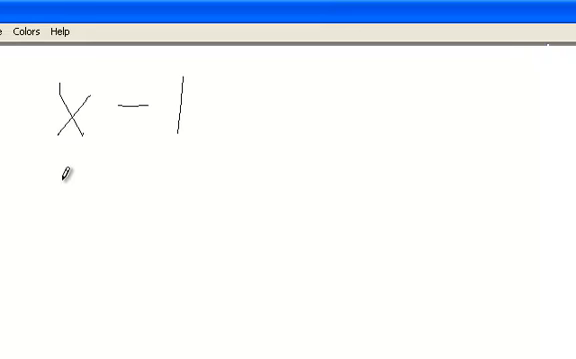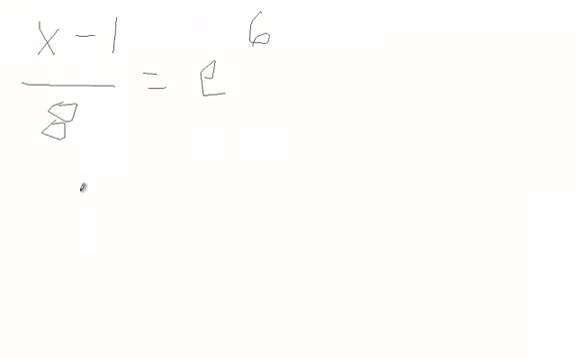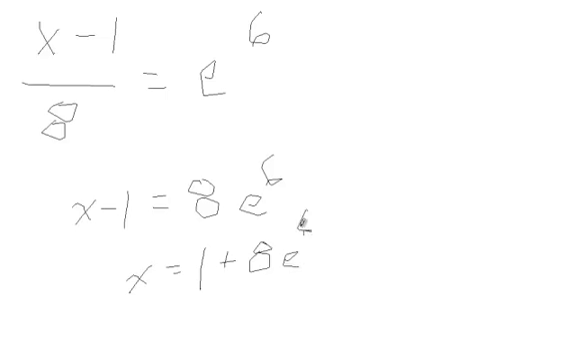So again, let's just recopy what we had. We had x minus 1 divided by 8 is equal to e to the 6th power. Solving for x, we've got an equation with fractions in it, multiplying both sides by the common denominator of 8 gives me x minus 1 is equal to 8 times e to the 6th, or x is equal to 1 plus 8 e to the 6th. Excuse me, I think I may have said that earlier. x is equal to 1 plus 8 e to the sixth power. And there we have our answer.